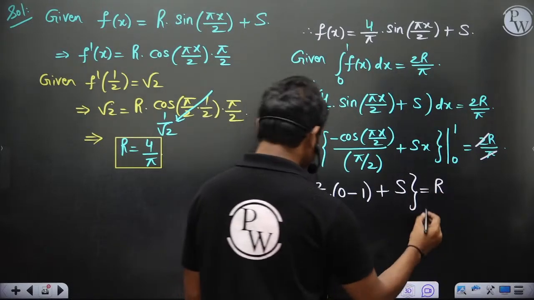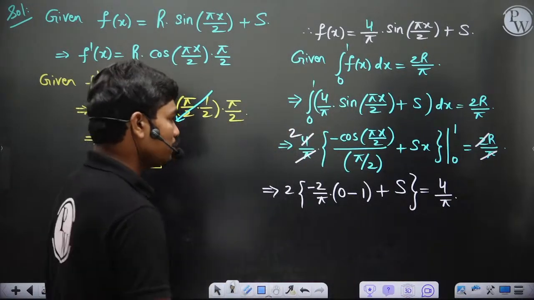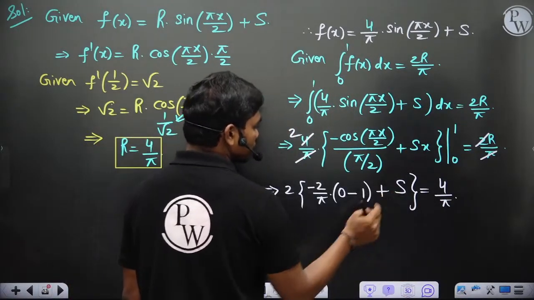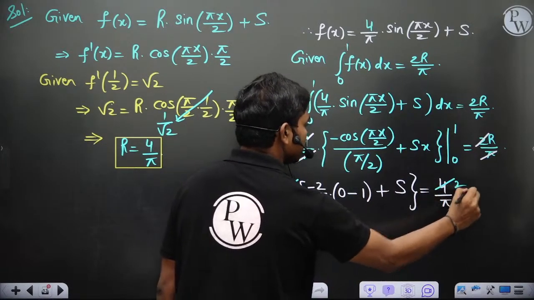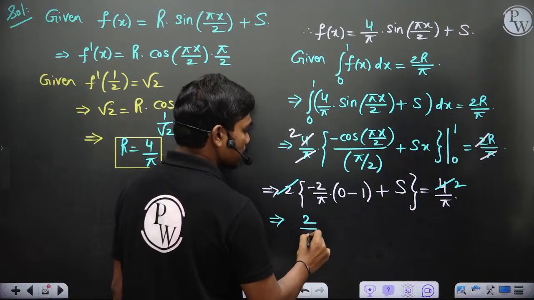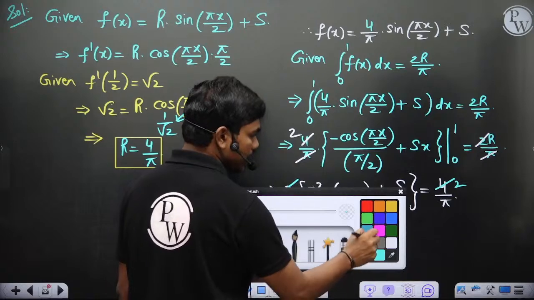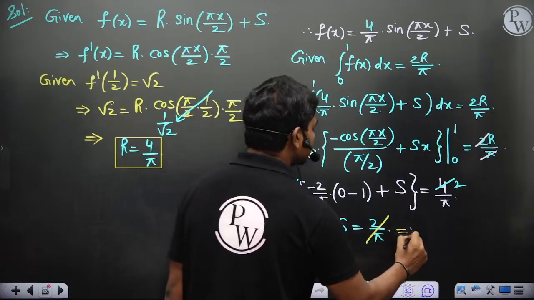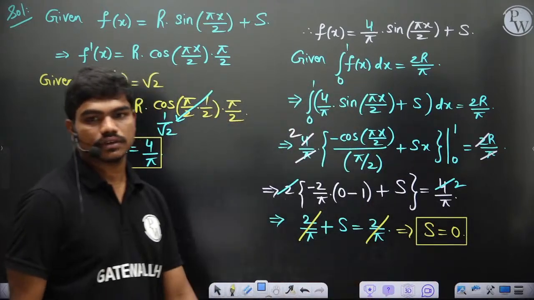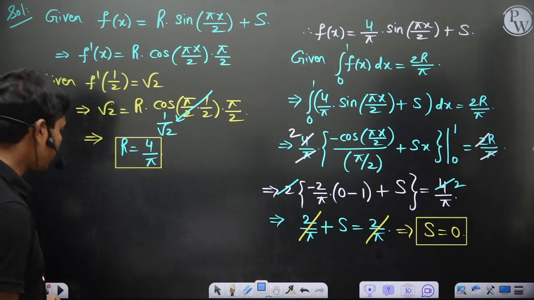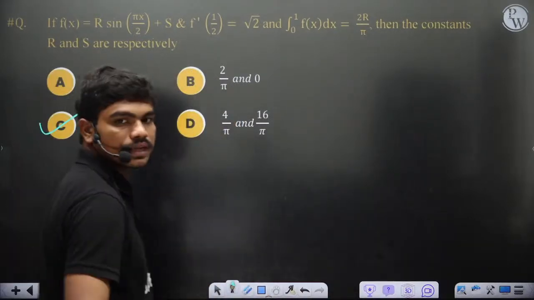Okay, and what's the value of r? Capital R is 4 by pi, which we have solved, of course, here. So this is 4 by pi. Let's see what the values are in this case. We can cancel a 2, so it's 2 by pi plus s is equal to 2 by pi, of course. If these two cancel out, s is equal to 0 in this case. So the value of the constant is 0. So r is 4 by pi and s is equal to 0, which is option C, of course. So C is the correct answer in this case.